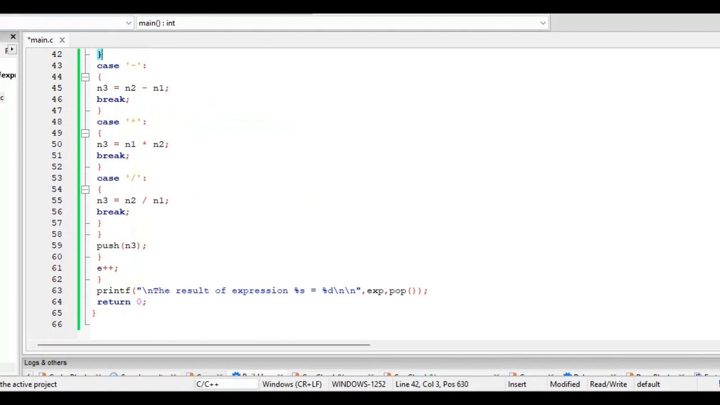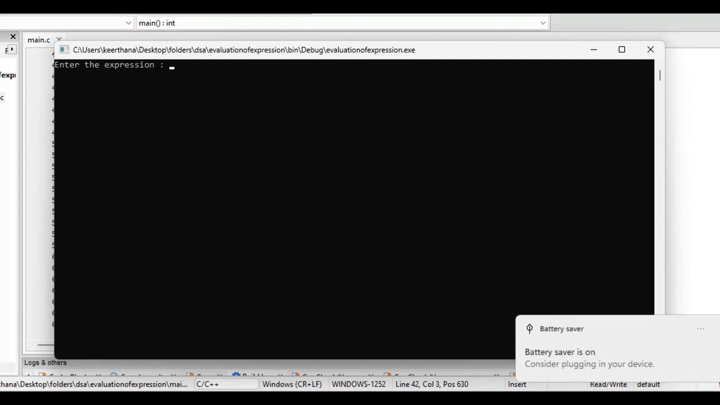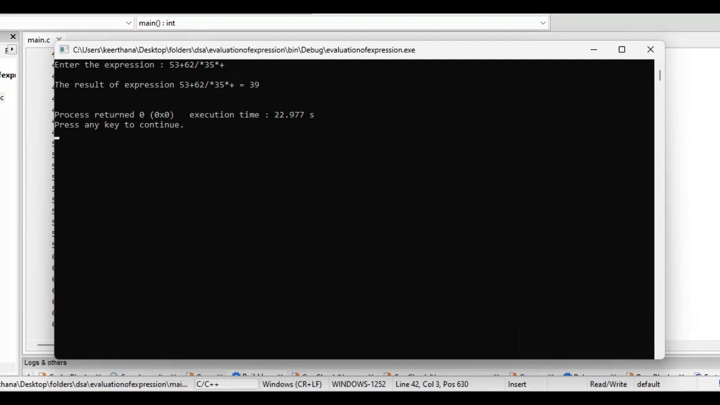Let me run this code first. What was the question? 5 3 plus 6 2 multiplication symbol 3 5 multiplication symbol plus. The result is 39. As I wrote before, the answer was also 39. It is here, it is also 39. So this is the value of this. I hope you understand this very clearly.